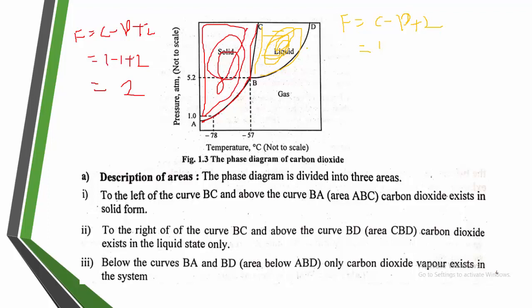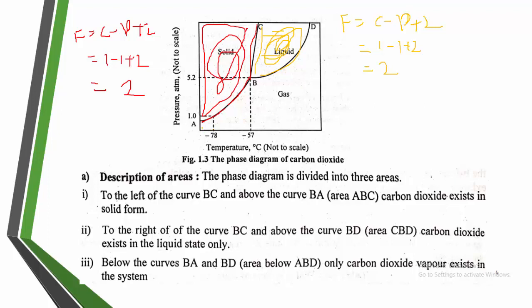And phases: how many phases in this area? Only the liquid phase, so P is only 1, minus 1 and plus 2. So what will you get? Again you will get the answer 2. It means in this area also the degree of freedom is 2. Whenever you want to find out the state of this area, you should change at least 2 variables, whether pressure or concentration.